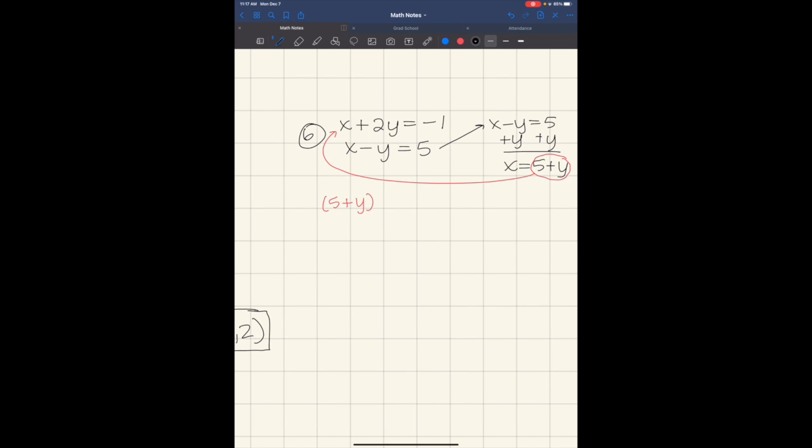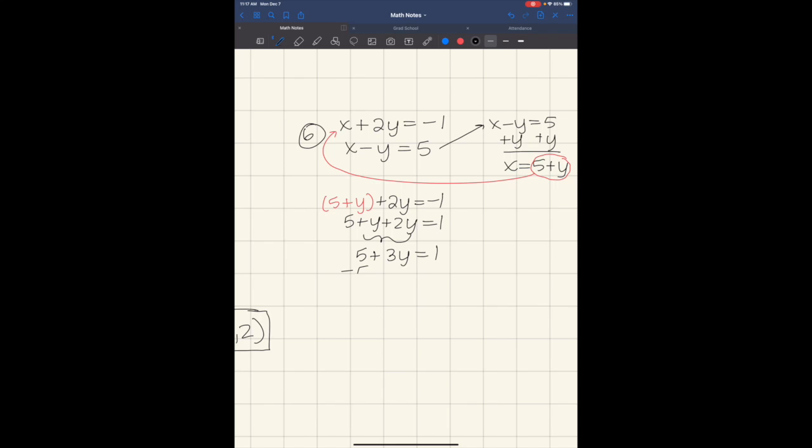For the last example, I've got x plus 2y equals negative 1 and x minus y equals 5. I need to solve for a variable, so I chose the second equation, added y to both sides, and I get x equals 5 plus y. I'm going to plug that 5 plus y into the first equation, not into the same one twice. And I'm going to solve for y, and I'm going to end up getting y equals negative 2.